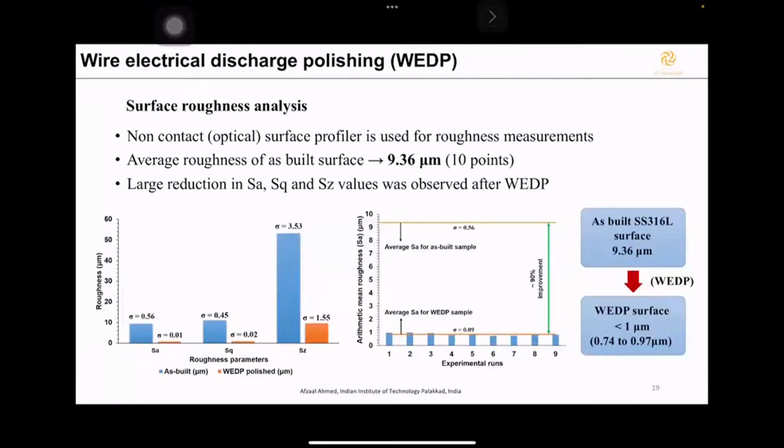So we saw a huge improvement in the roughness. So initial roughness of these samples, as you can see, in all the parameters, SA, SQ, and SZ, was initially around 10 microns. 9.36 was the average roughness, and then we have reduced it to a very low value after wire electrical discharge polishing. So here you can see we have achieved approximately 90% improvement in the surface roughness. So here the as-built surface roughness was 9.36, and we have gone much below 1 micrometer after doing low discharge spark assisted machining or polishing.